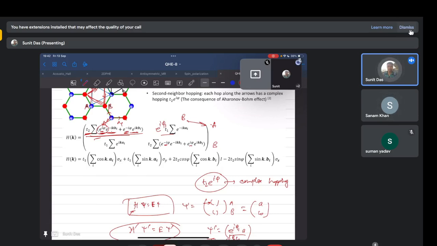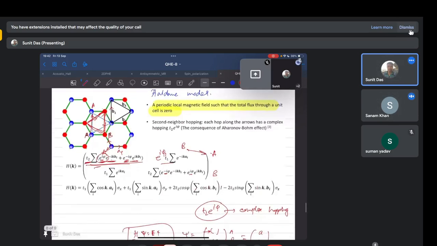And of course, it was introduced by Haldane with the mindset that we will have a local magnetic field, and due to the Aharonov-Bohm effect, there will be some phase associated with each path, let's say. So that was the point. Okay.